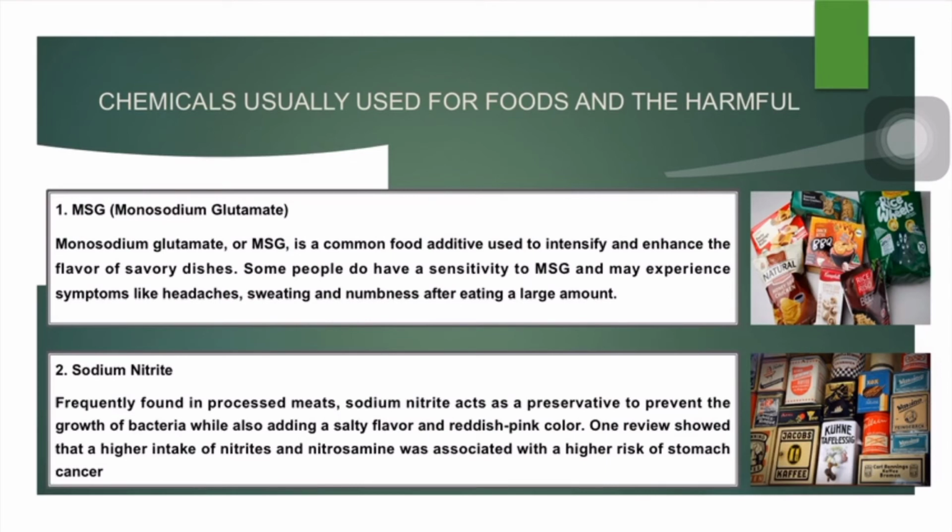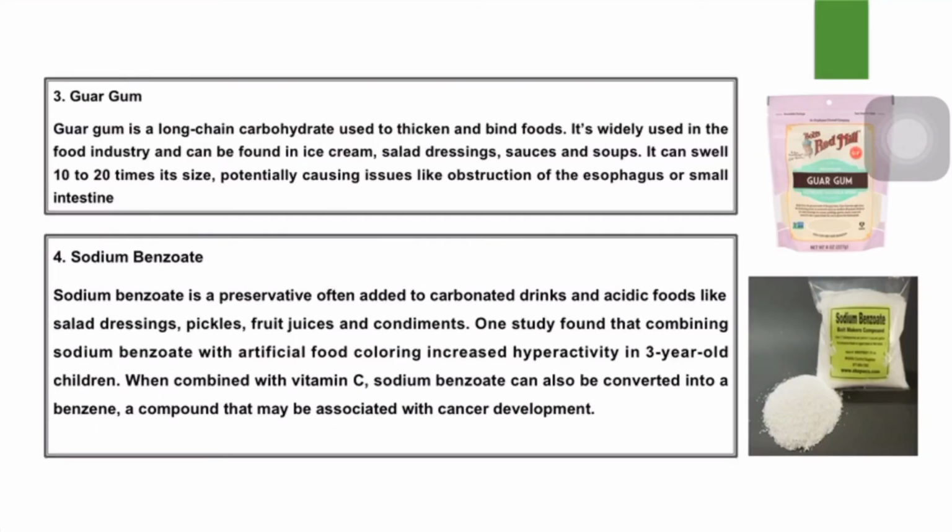The second one is sodium nitrate, frequently found in processed meats. Sodium nitrate acts as a preservative to prevent the growth of bacteria while also adding a salty flavor and reddish pink color. One review showed that a higher intake of nitrates and nitrosamine was associated with a higher risk of stomach cancer. So if you consume a lot of sodium nitrate, you will risk of getting a stomach cancer.